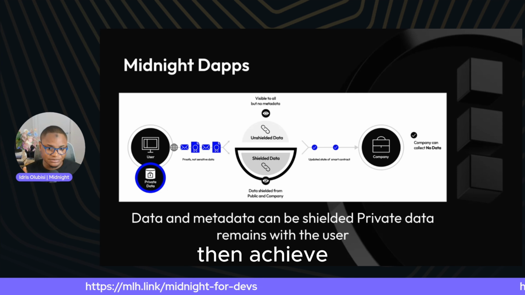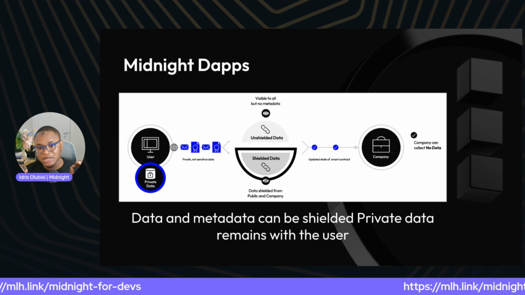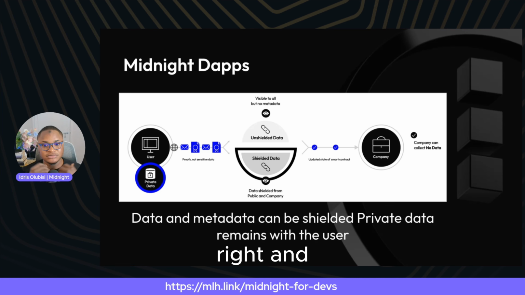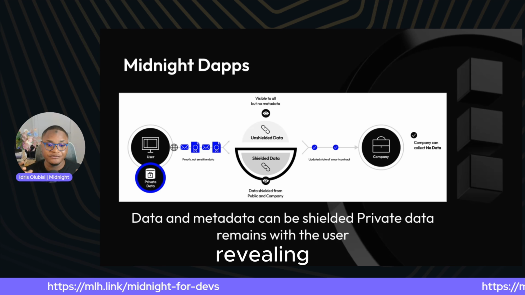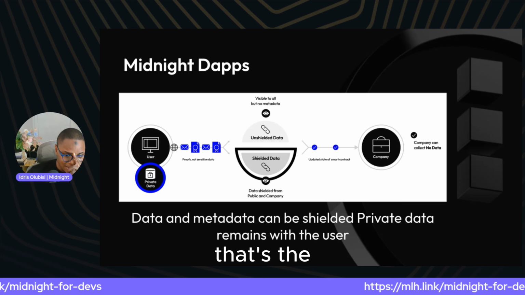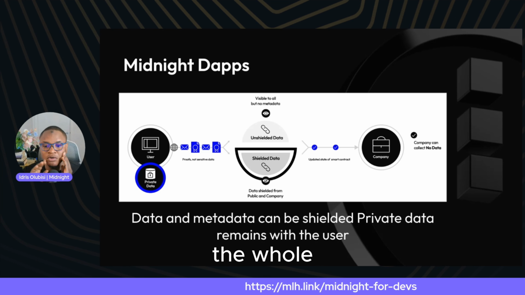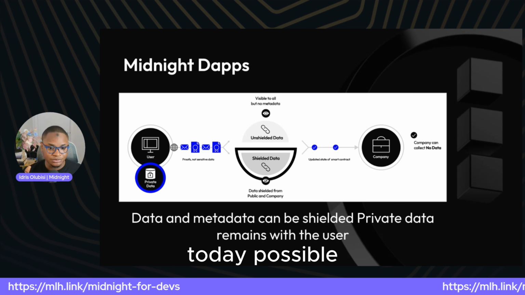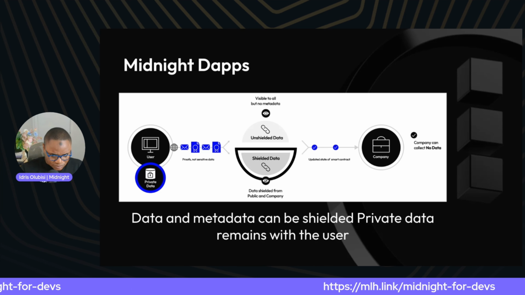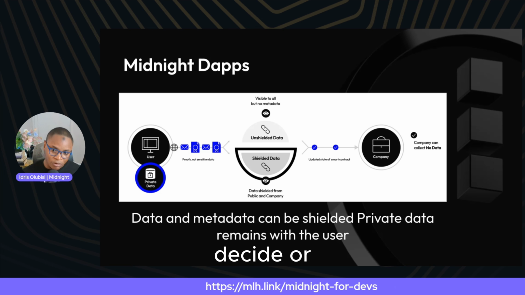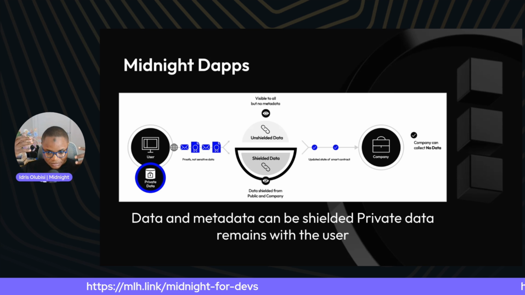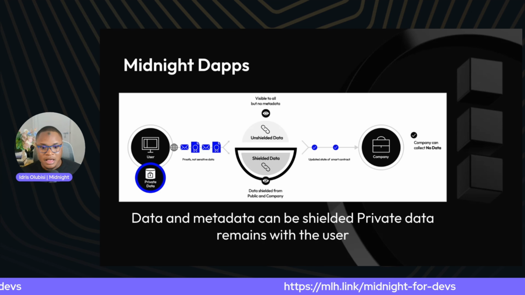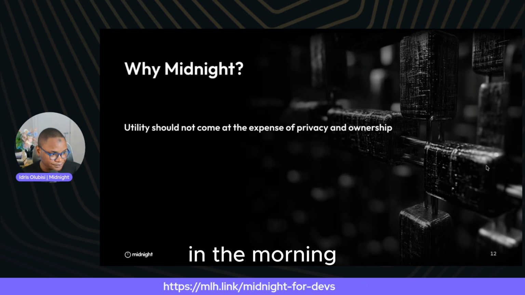But how do we then achieve this? This is possible because of zero knowledge proofs, basically, right? Zero knowledge proof lets you prove a statement is true without revealing what makes it true. And that's the cryptographic primitive that makes the whole architecture that we're talking about today possible. But then why does this matter? Why did we decide that we need to have a whole blockchain around this idea? I'll tell you what that means in a moment.